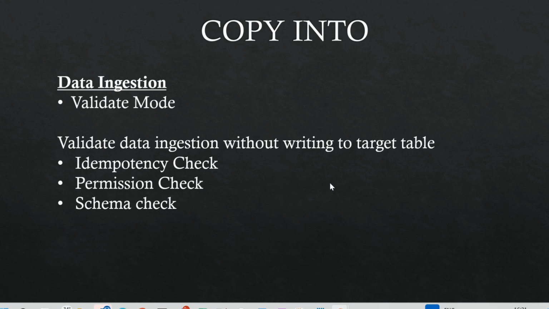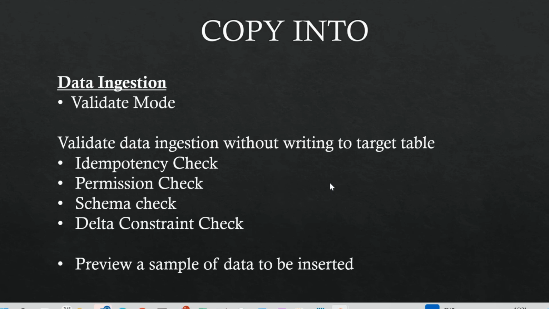And in case there's a schema evaluation, it will mention that the schema evaluation has taken place, and you will get the list of columns where there's a difference in the schema. It will also do Delta constraint checks, and it will preview the complete result once the validation has been done before ingesting the data into the target table.